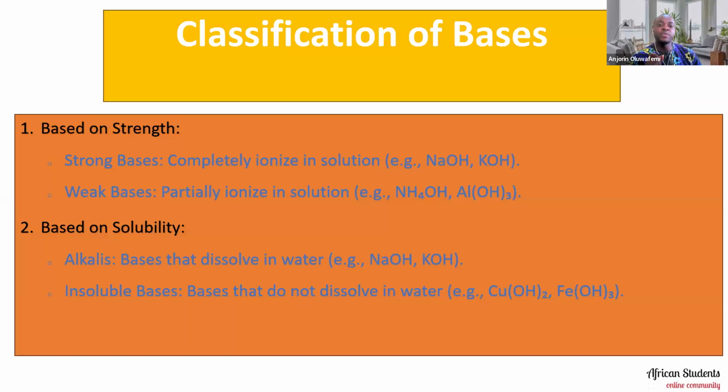Now, based on solubility, we can also classify bases into alkalis and insoluble bases. Alkalis are basically bases that dissolve in water. So you have sodium hydroxide, you have potassium hydroxide, and so on. Insoluble bases, on the other hand, do not dissolve in water. Examples are copper hydroxide and iron hydroxide.